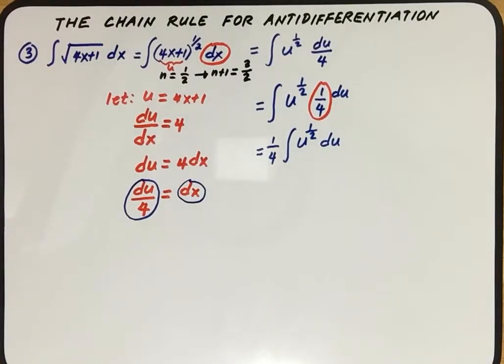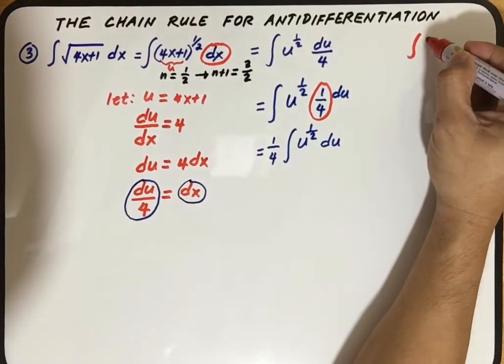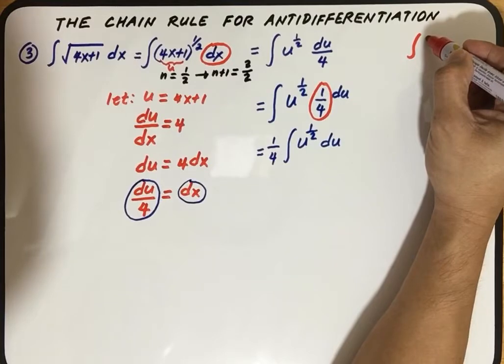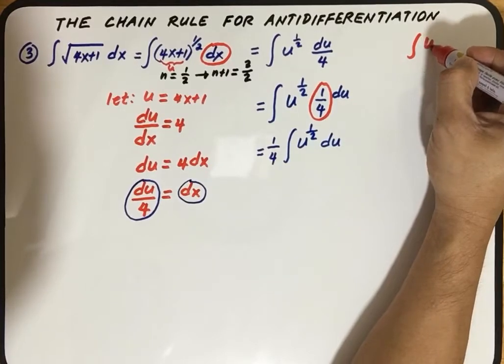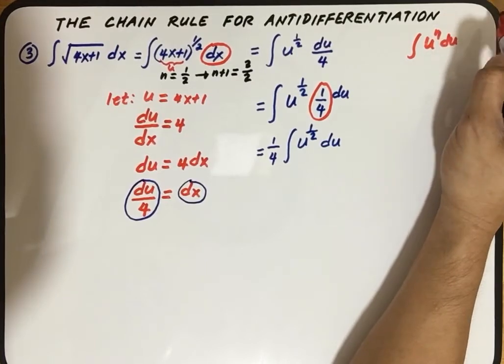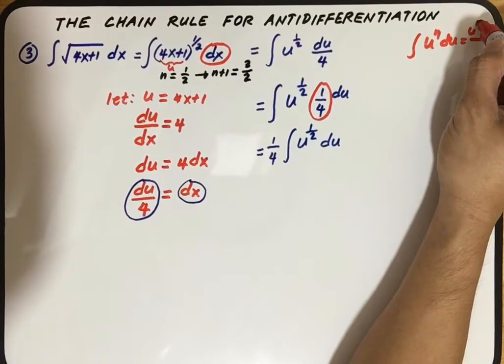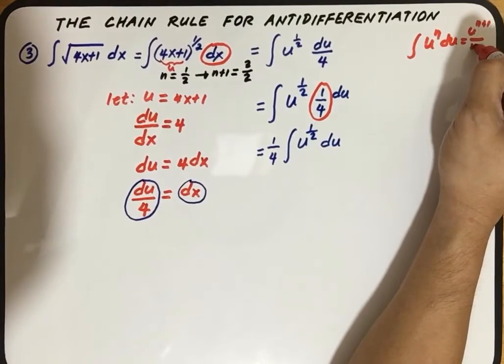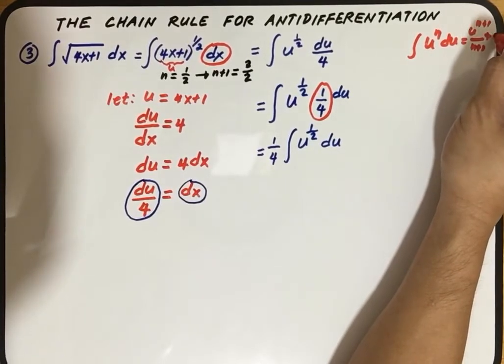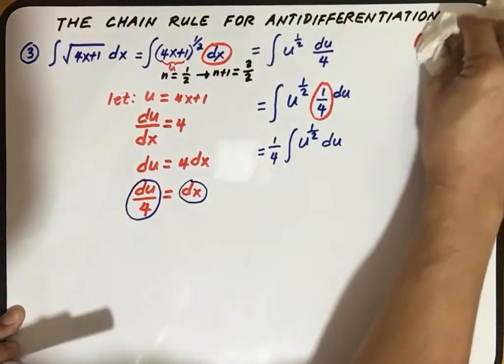Alright, so we are now in the general power formula, which is the integral of u to the n du. So this is equal to u to the n plus 1 divided by n plus 1, then plus c. Alright, so that is our formula, so we can use that. Sorry, it's not clear, so I will rewrite this.